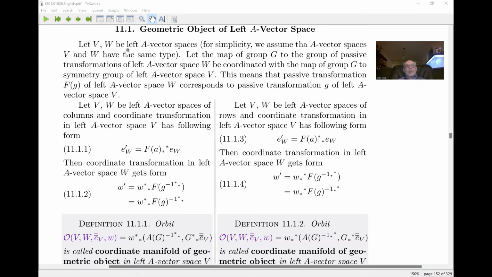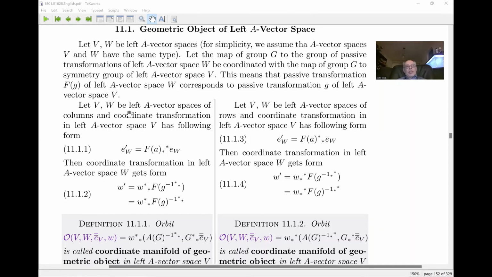Let V, W be left a vector spaces. For simplicity, we assume that A vector spaces V and W have the same type. Let the map of group G to the group of passive transformation of left a vector space W be coordinated with the map of group G to symmetry group of left a vector space V. This means that passive transformation f of G of left a vector space W corresponds to passive transformation G of left a vector space V.